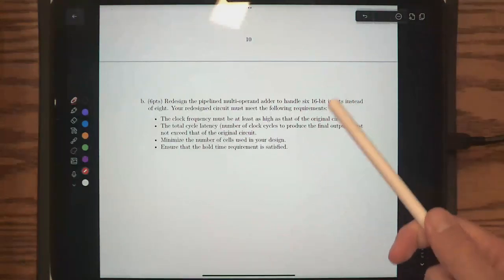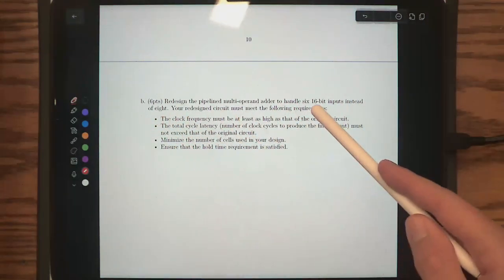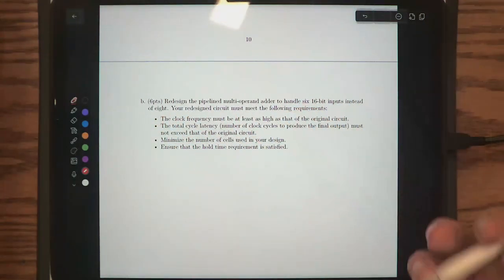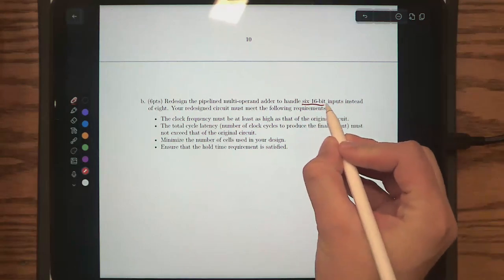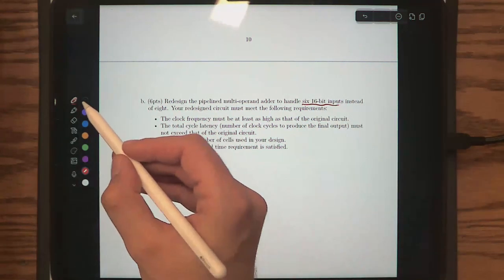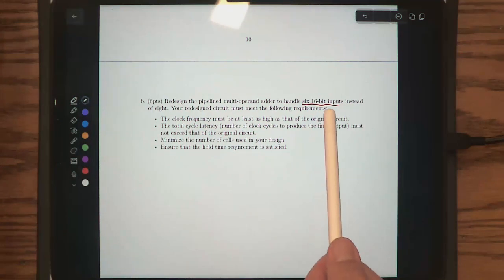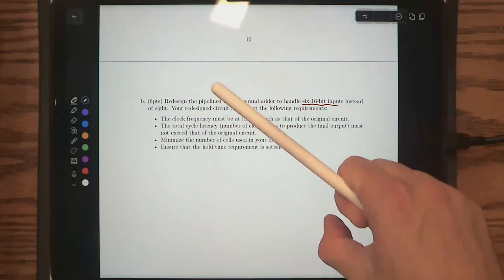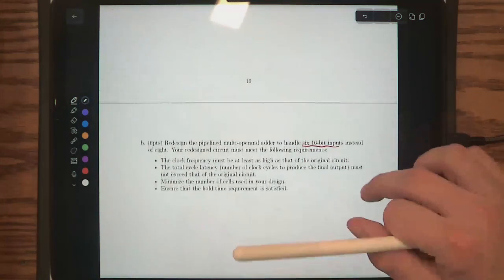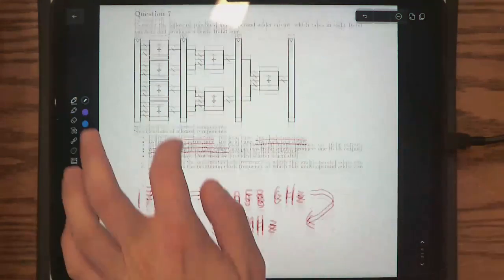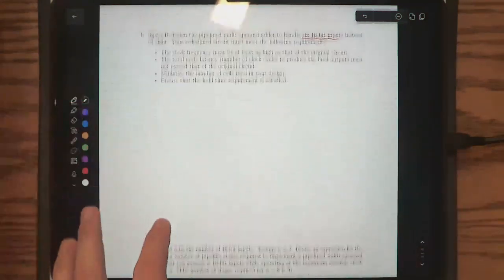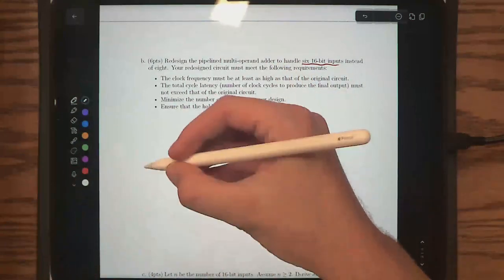And now this question is saying we'll redesign to now handle 6 inputs instead of 8 inputs. I noticed that a lot of people thought it said 16 inputs. About maybe a fifth of the class had it work with 16 inputs instead. So I gave you a little bit of partial credit because so many people misread that. But yeah, so only 6 inputs.